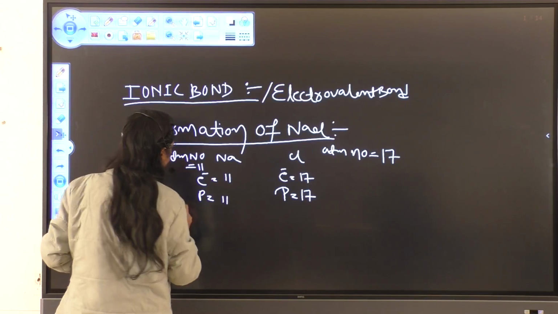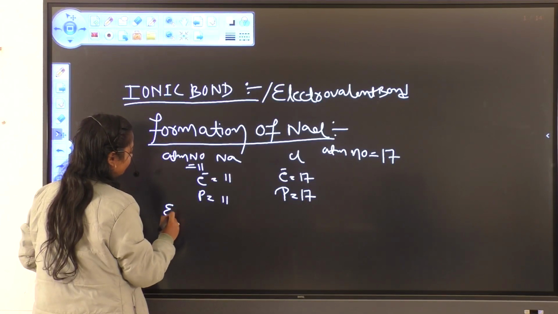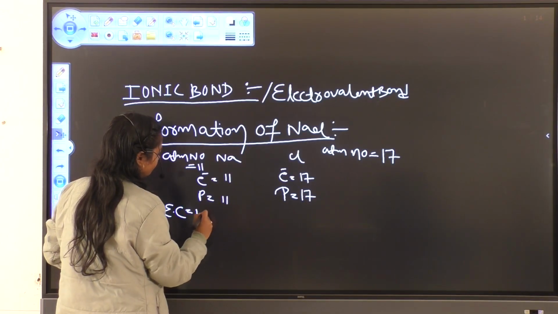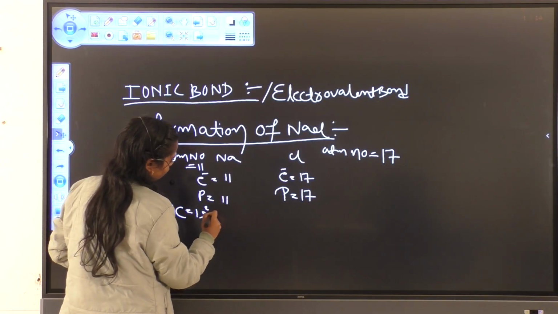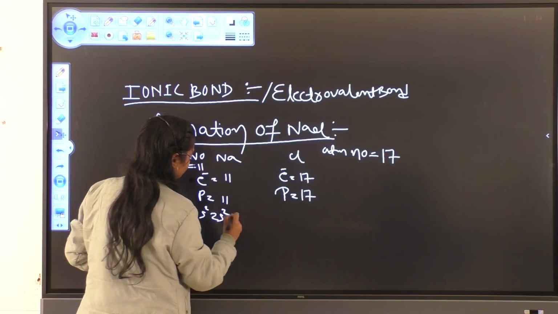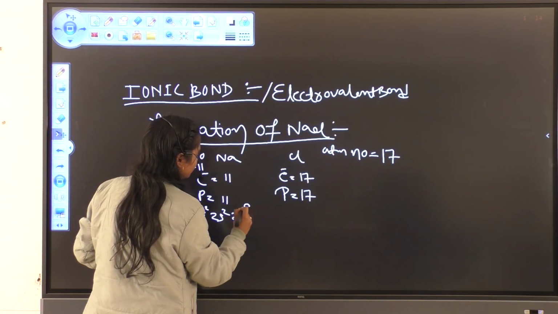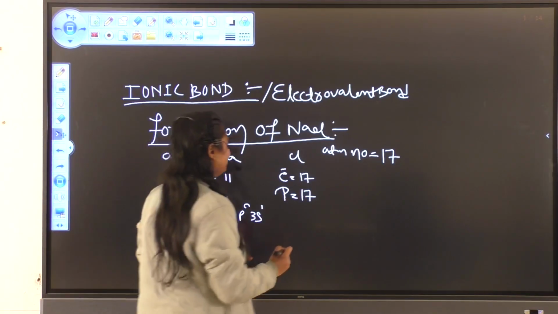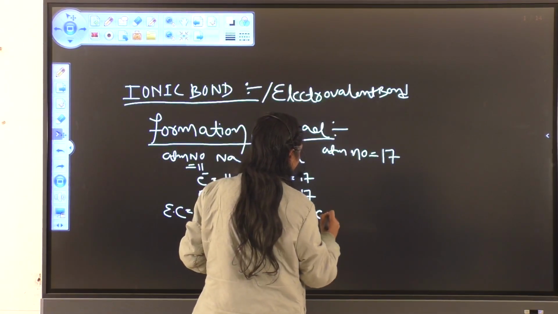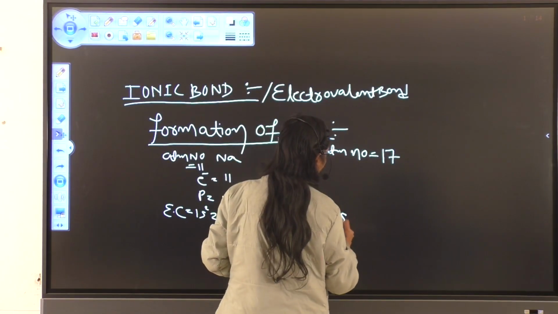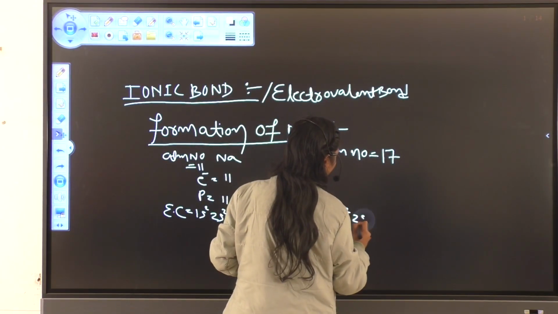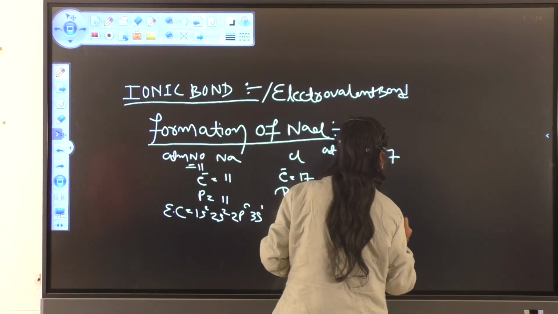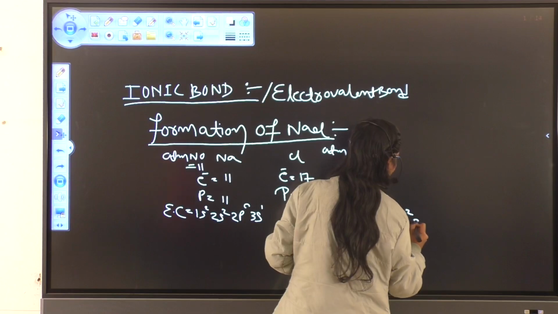Now we move to the electronic configuration, which is very, very important. The electronic configuration of sodium will be 1s2, 2s2, 2p6, and 3s1. And the electronic configuration of chlorine will be 1s2, 2s2, 2p6, 3s2, and 3p5.